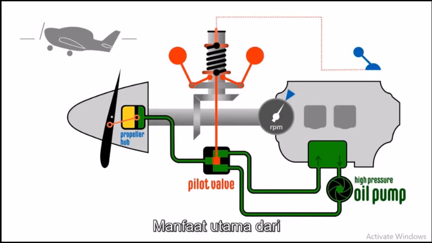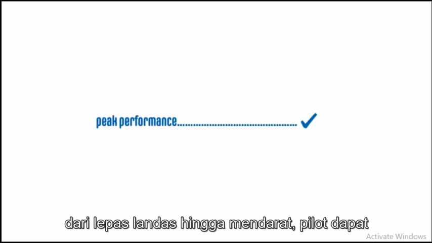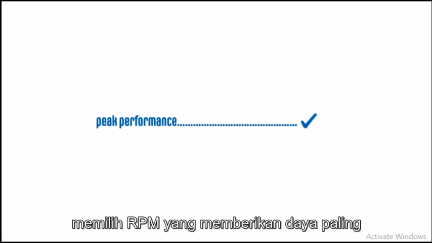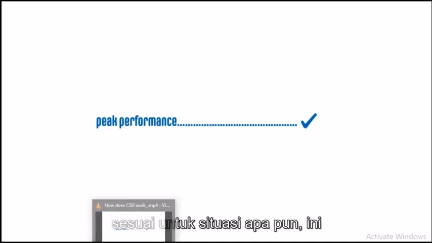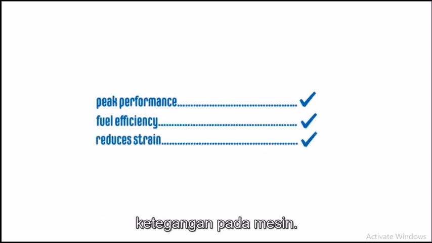The main benefit of the variable pitch propeller is that it provides peak performance at every phase of flight, from takeoff to landing. The pilot can select the RPM that provides the most suitable power for any situation. This improves fuel efficiency and reduces strain on the engine.